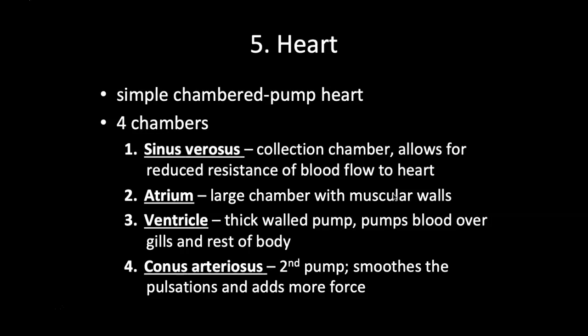The atrium is going to be located right after that. It's going to be a large chamber with muscular walls. This leads then to the ventricle, which is going to be your thick-walled pump. You'll see that on the next slide. It pumps the blood over the gills and the rest of the body. And then at the very end, we have what is known as the conus arteriosus, which is a secondary pump. Because the ventricle is so good at pumping the blood, its job is to smooth out that pumping, so that the blood has less pulsations and adds a little bit more force to it, acting more as a smoothing of that blood.